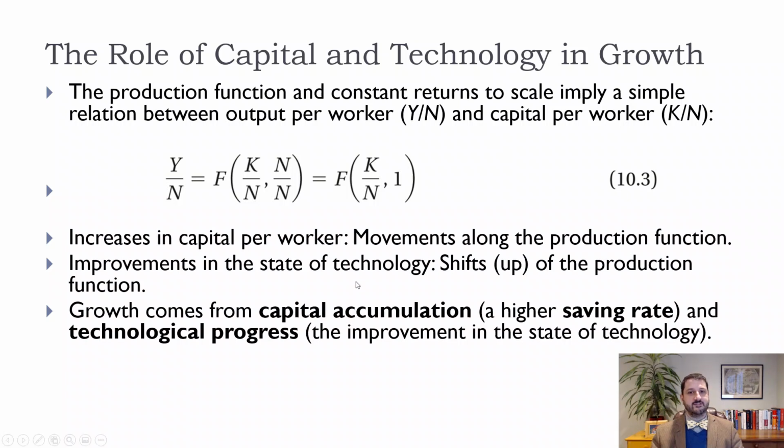And so we're going to have to think about the role of capital accumulation and the savings rate, both for growing in a country like the United States, which already is one of the richest countries in the world, and also for a country like, say, India, where you have lots and lots of workers, and really what they need is more capital in order to be more productive. And then we'll think about that technological progress, right, and improving that state of technology.